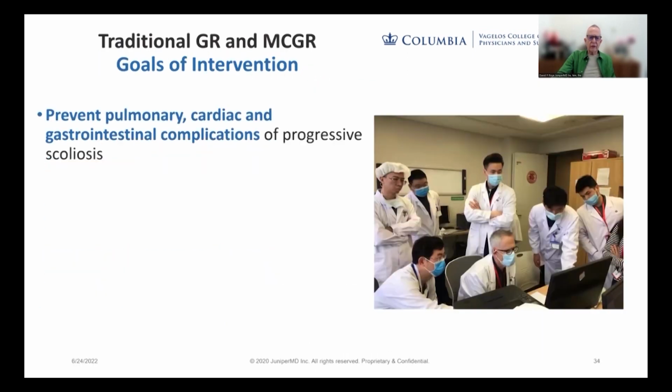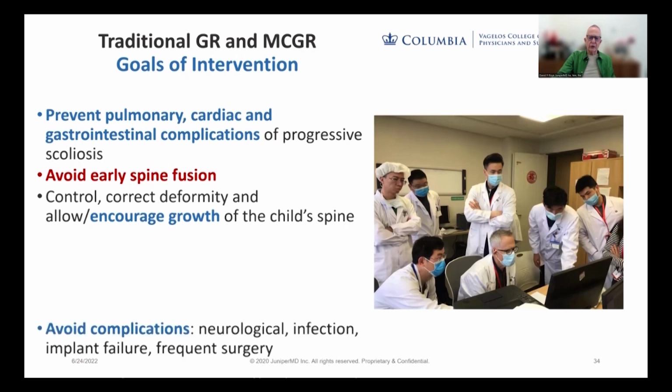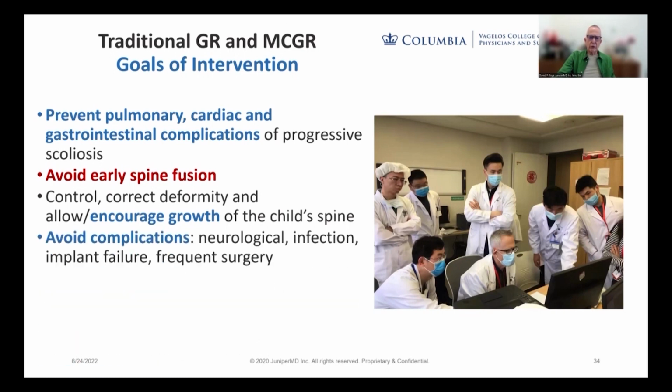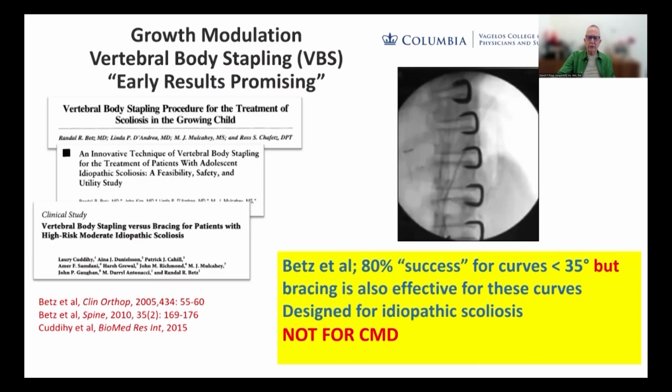So our goals of intervention for all of these systems is to prevent pulmonary, cardiac, and gastrointestinal complications of progressive scoliosis and to avoid early spine fusion. We want to control and correct deformity and allow and encourage growth of the child's spine. We want to avoid complications: neurological, infection, implant failure, and frequent surgery. Answers to these questions will come through constant evaluation and more clinical research.